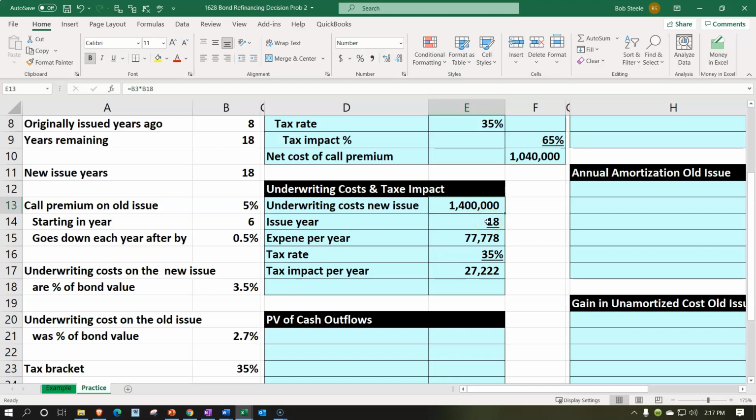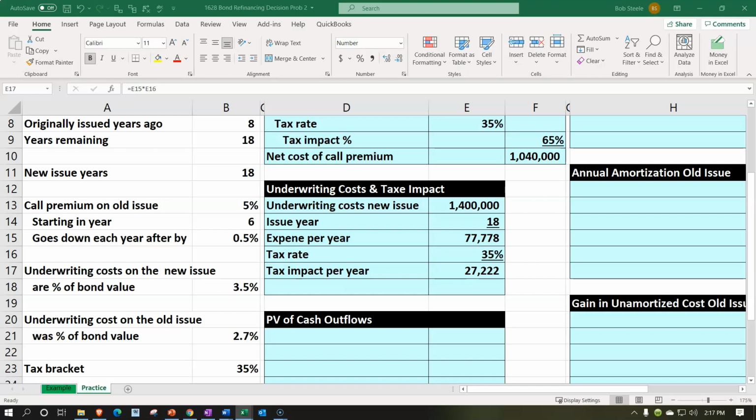So quick recap, we're paying the $1 million for, but we have this tax benefit. We have to spread out the expense, which will be the 77,778 that we'll have to take per year for 18 years to finally get the benefit of the deduction of the $1 million, and the tax benefit on that on a yearly basis is the 27,222. So now we want to present value that 27,222 so we can consider it in our decision-making process.